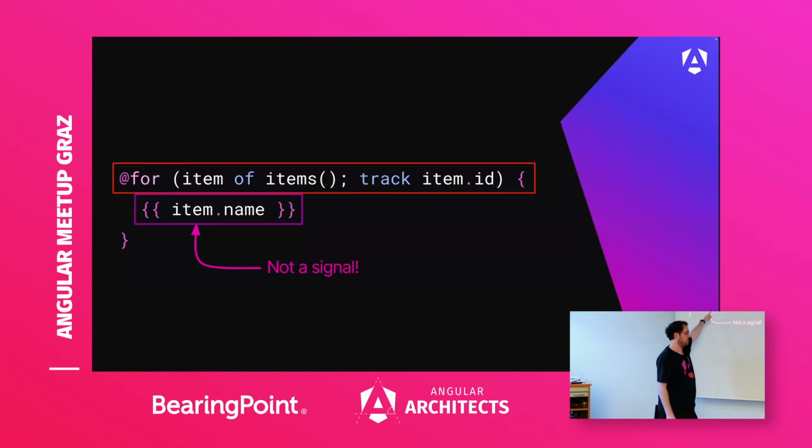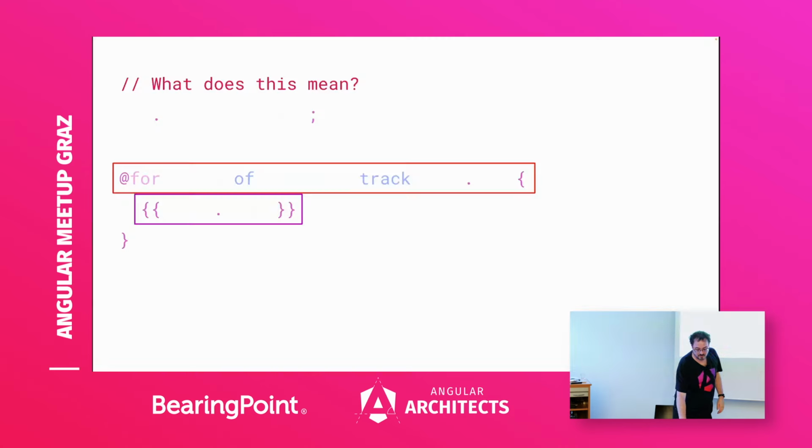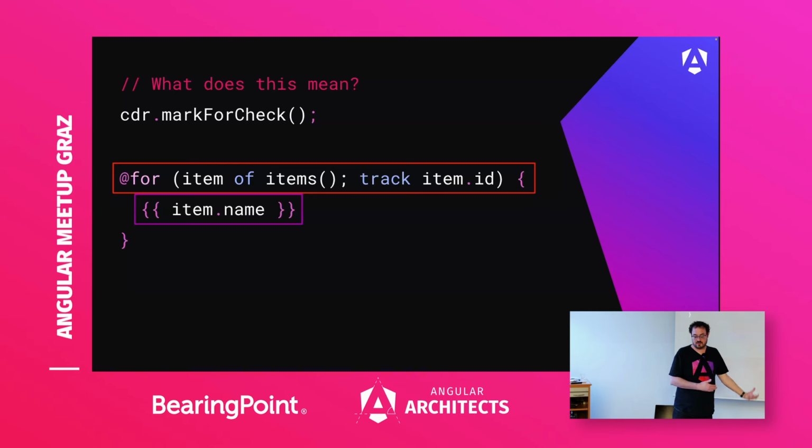We'd probably need to make the loop variable a signal somehow. Even without signals, it's clear that our API is not really designed for talking about dirtiness on a per view level. When you call mark for check, you're calling it on a change detector ref. A change detector ref is a reference to a particular view, but Angular has always interpreted this as the component of this view is dirty, not the individual view itself. So you don't have to call mark for check on every row of the for loop. You can just call it at the top level and know that everything underneath will be checked.